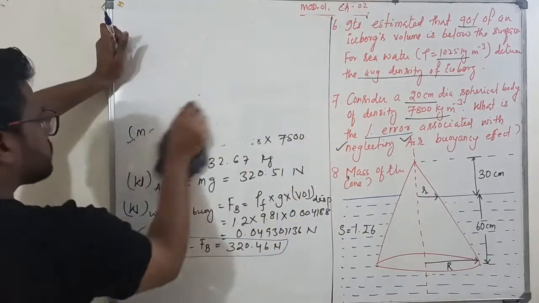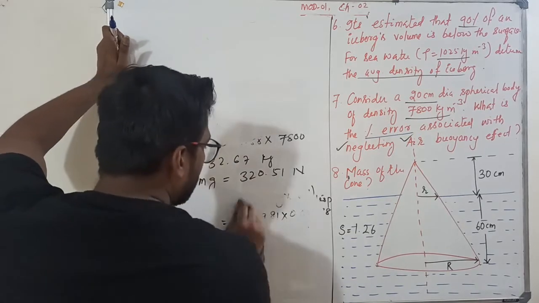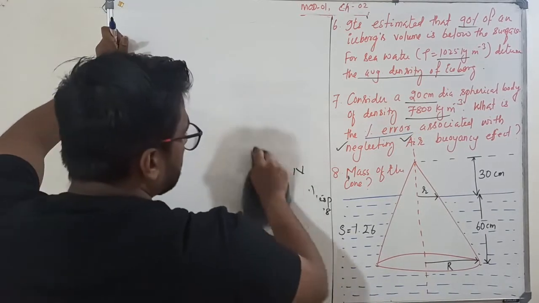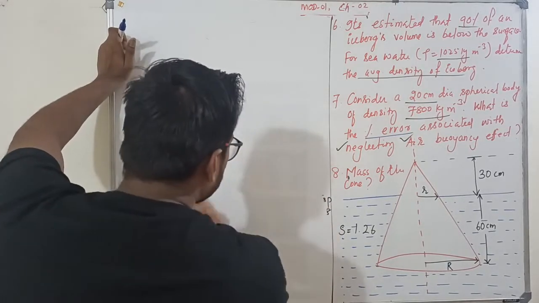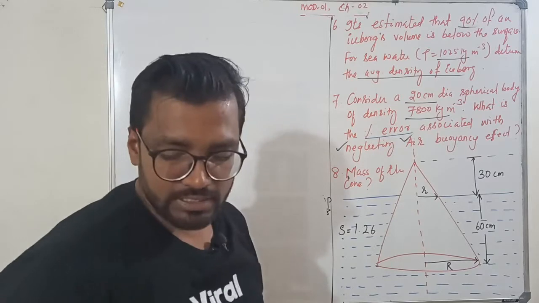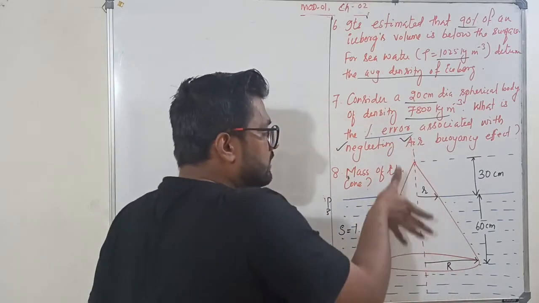Now see the next question. The next question is a little tricky but interesting. They are asking for mass, but they have not given the radius either. They are asking what is the mass of the cone. You have a conical shape whose base radius is R, and it is floating in the liquid.